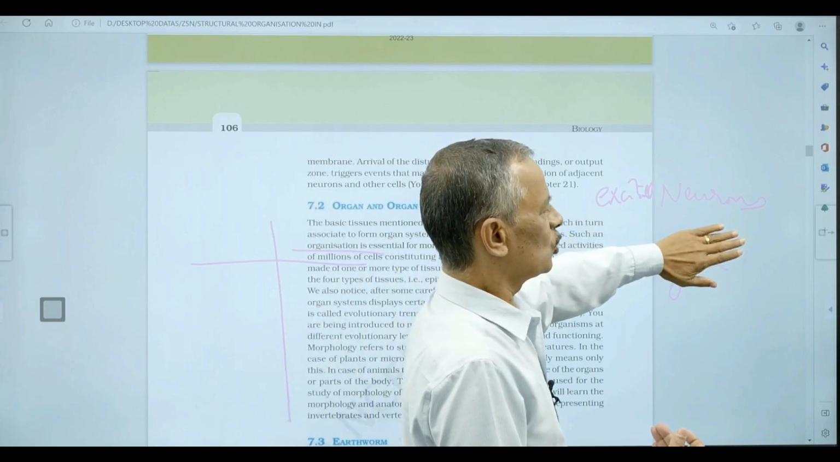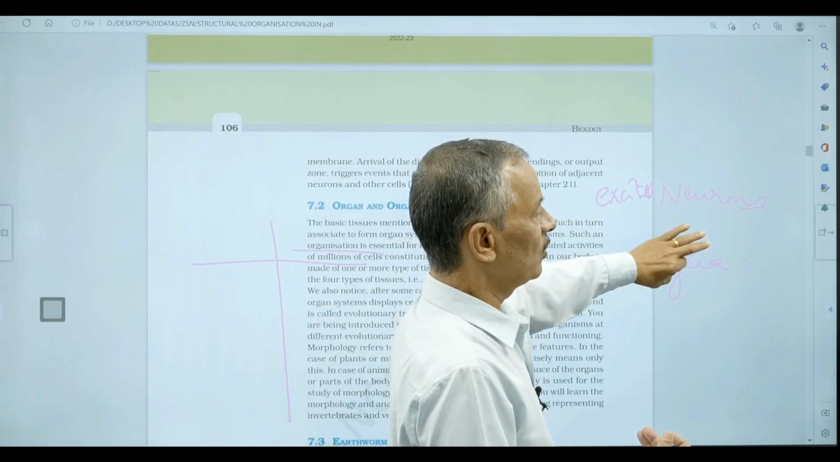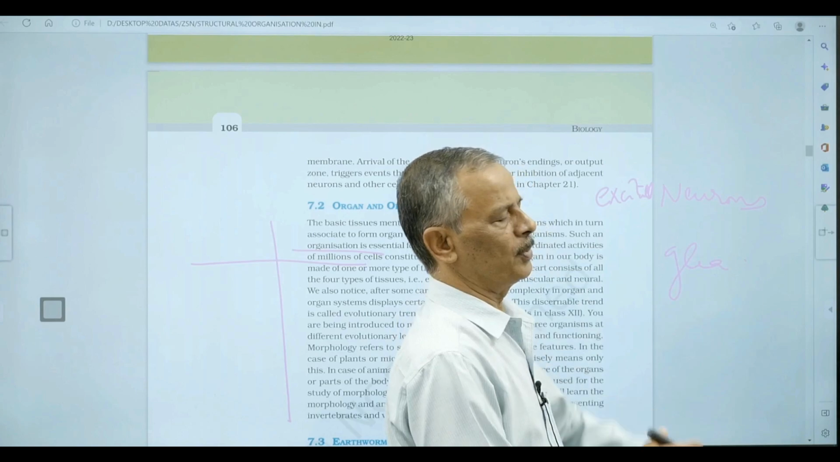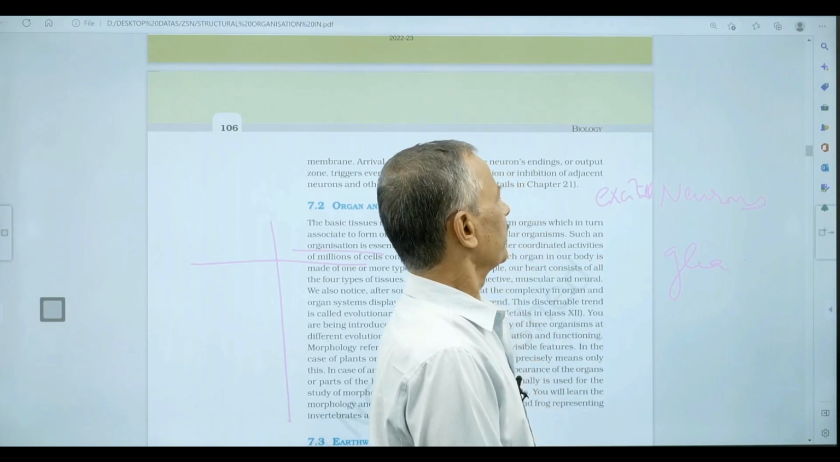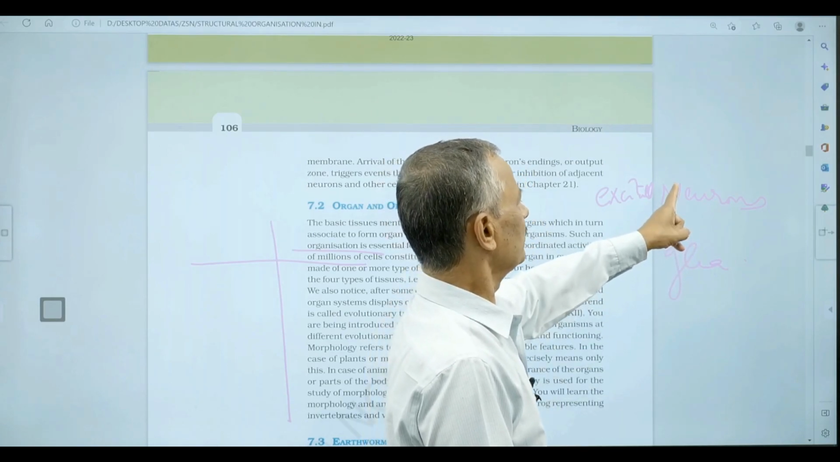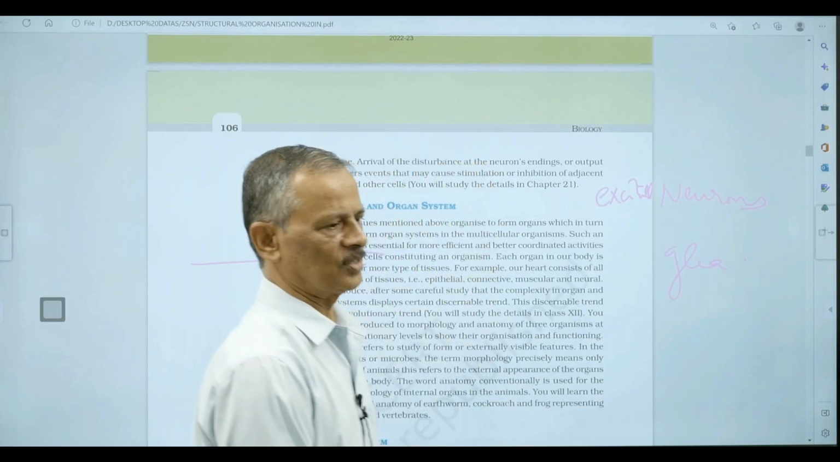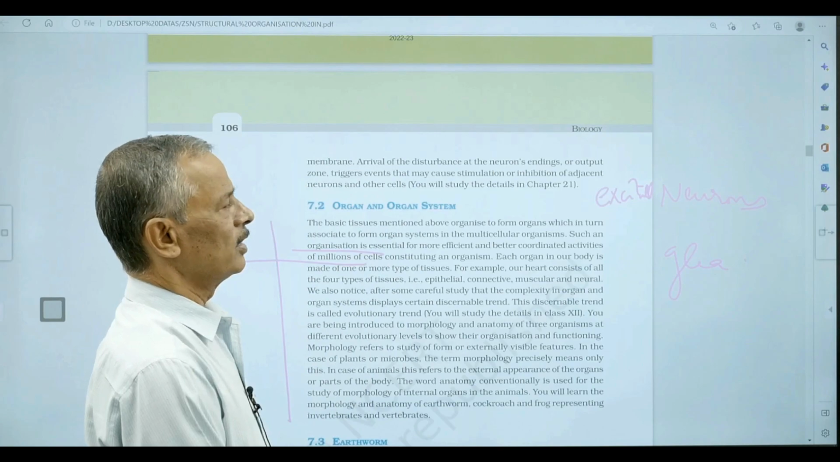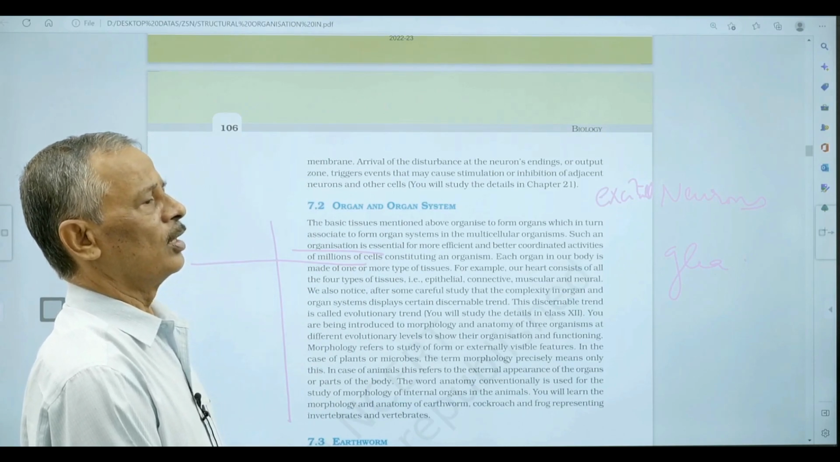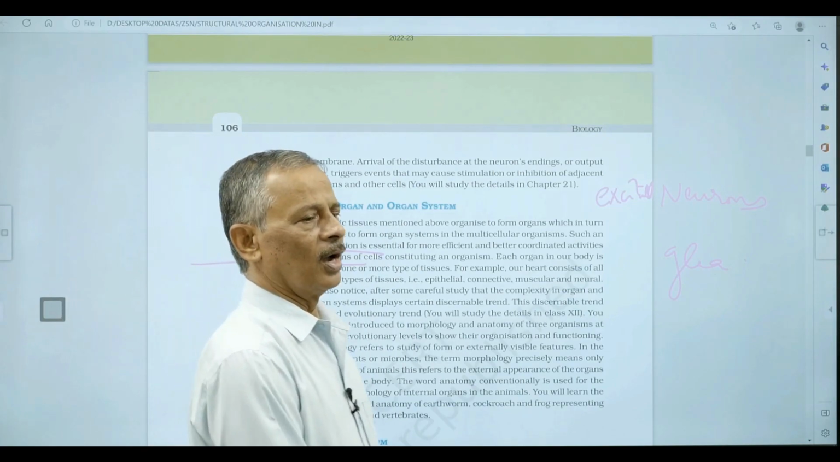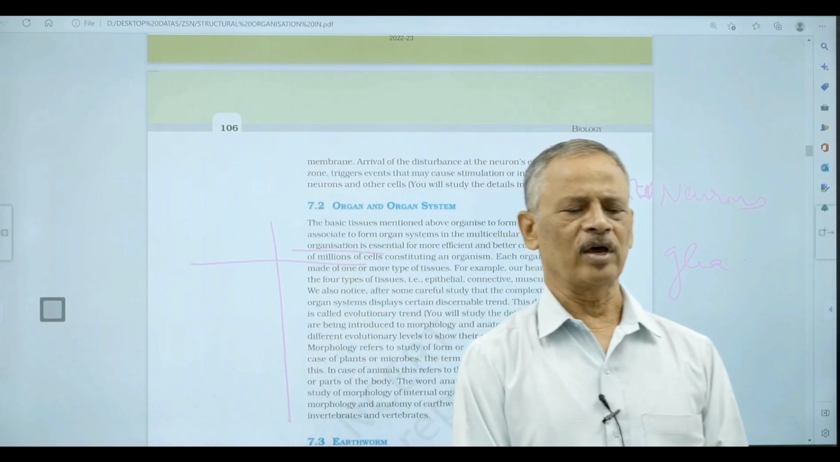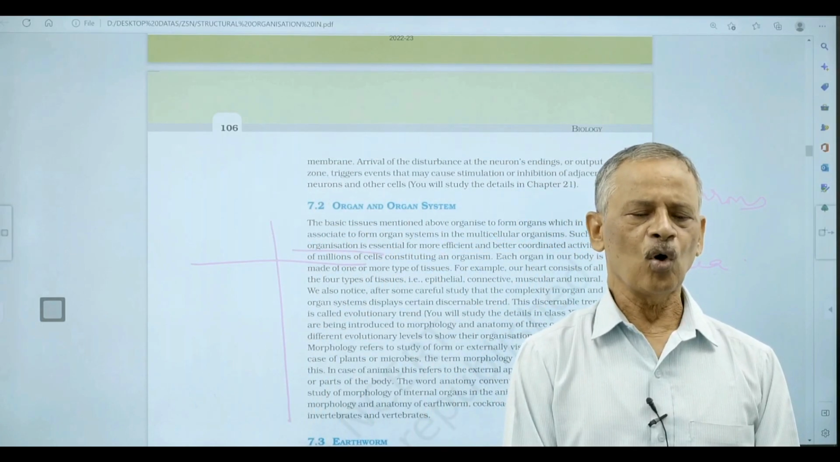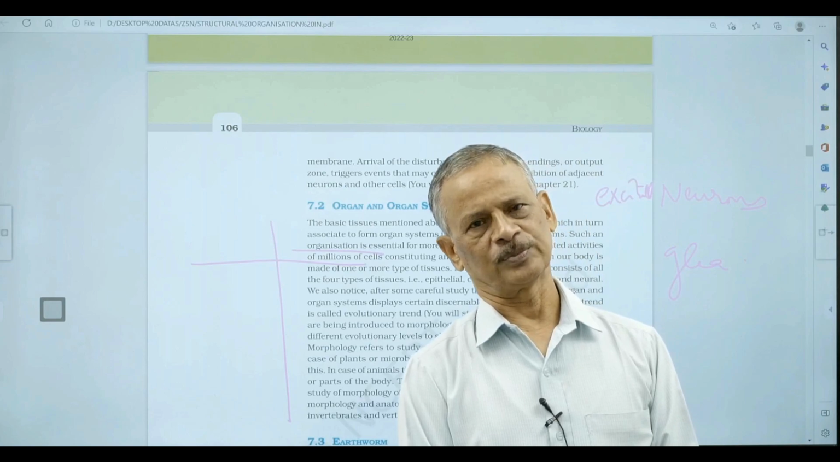Glia cells, though they make up more than half, are not excitable. They help the neurons in their function. That's all. So, that is the basis of the organization of the animal body. We basically have 4 types of tissues. Is that clear?